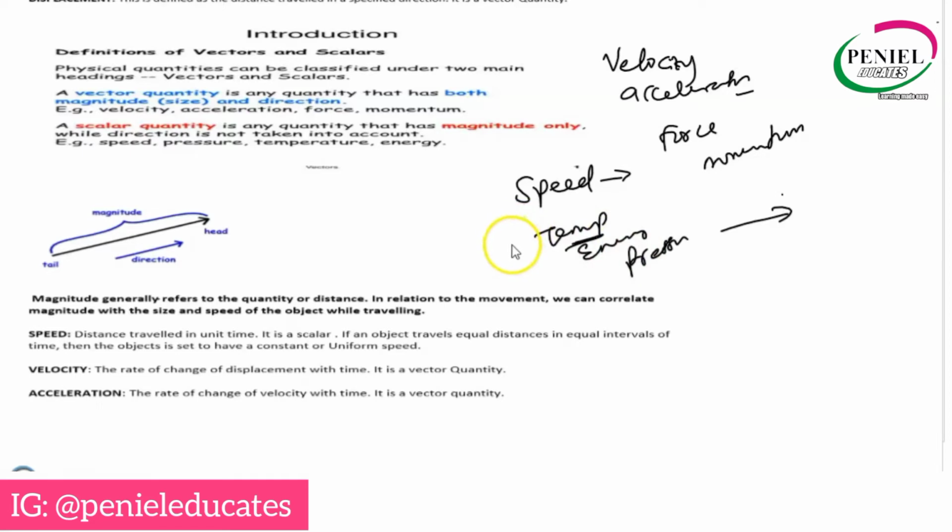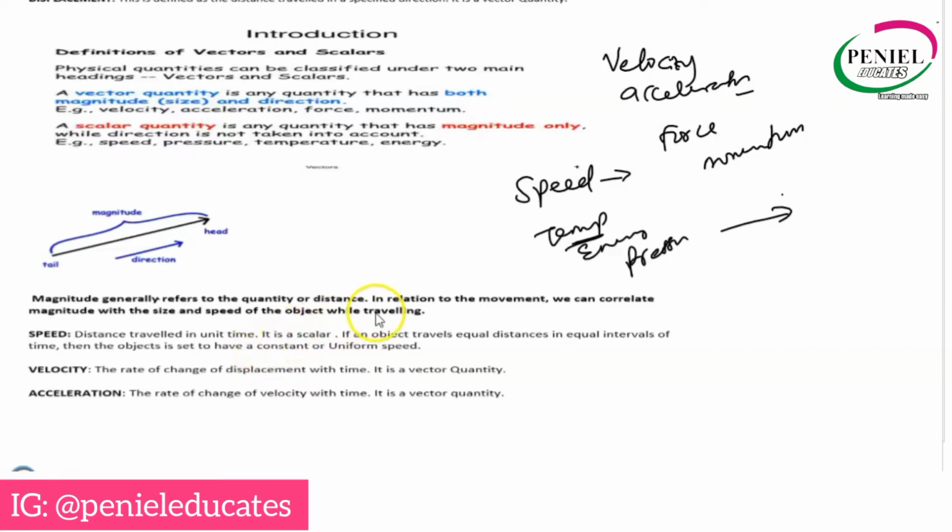So the magnitude generally refers to the quantity or distance. In relation to the movement, we can correlate magnitude with size and speed of the object while traveling. So while the object is traveling, we can say that, okay, this is the size and this is the speed of the object. The speed is the distance traveled in unit time.